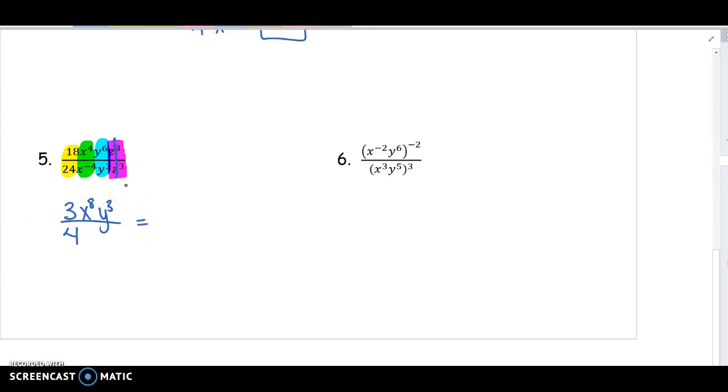This is my rough draft. It's not the prettiest version of my answer. My answer is 3x to the 8th, y to the 3rd, all over 4.